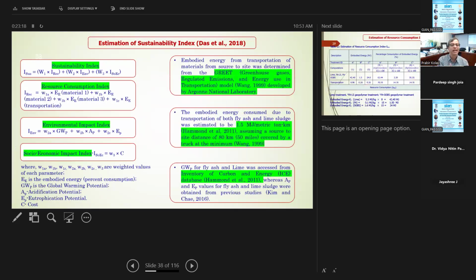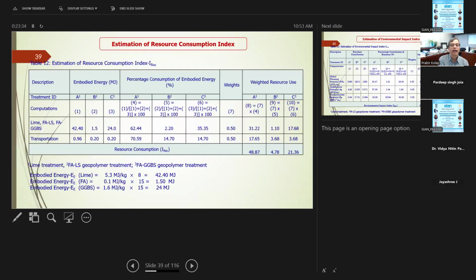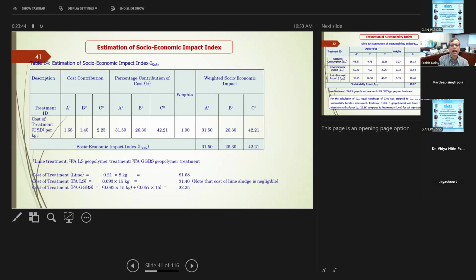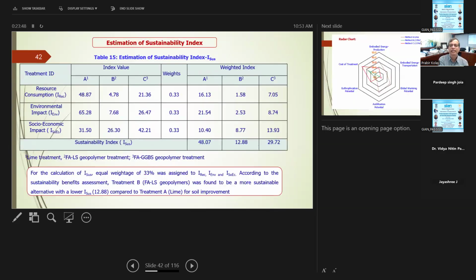For the sustainability index, I'm just going to mention that these are the different indices we calculated, using greenhouse gas data and an inventory of carbon and energy database. We used that to calculate the embodied energy for the lime, fly ash, and GGBS. And then we calculated the final sustainability index.